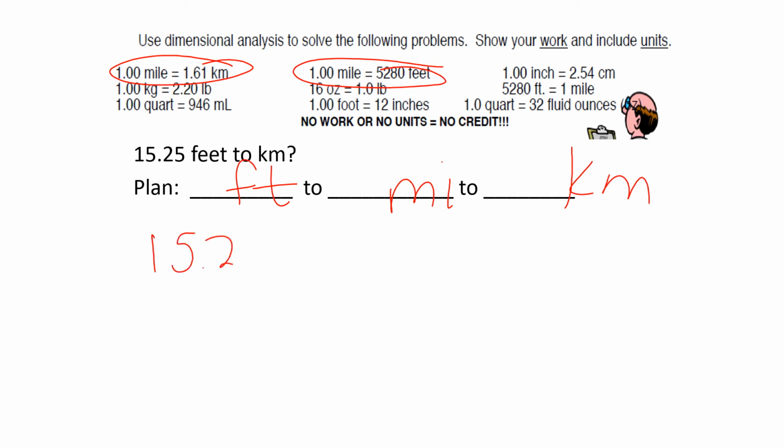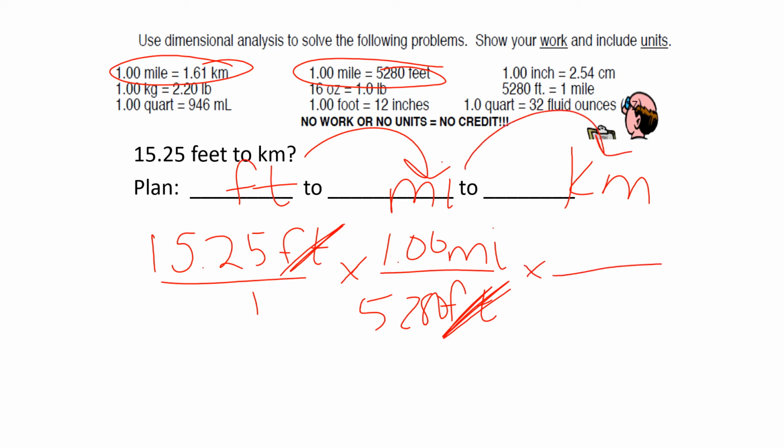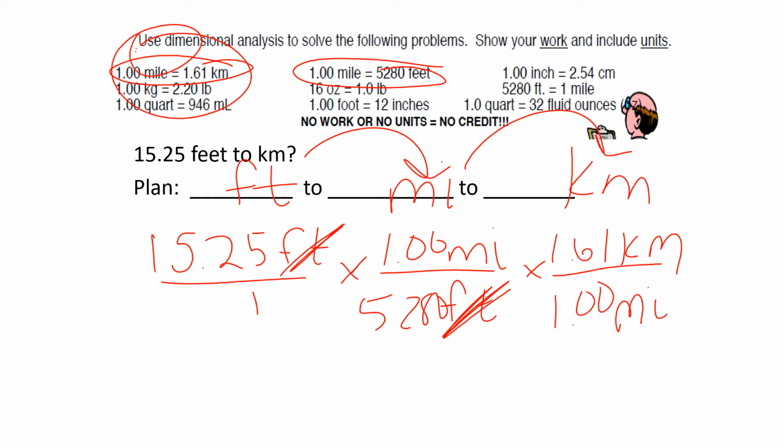So 15.25 feet, make it a fraction. My first conversion factor, feet on the bottom, miles on the top. So I'm going from here to here. I'm going to use the 1 mile equals 5280 feet in my first conversion. The feet cancel out. Now I can go from miles to kilometers. I'm going to do a second conversion factor, miles in the bottom, kilometers in the top. This conversion factor over here tells me that in 1 mile, there are 1.61 kilometers, and the miles cancel out.